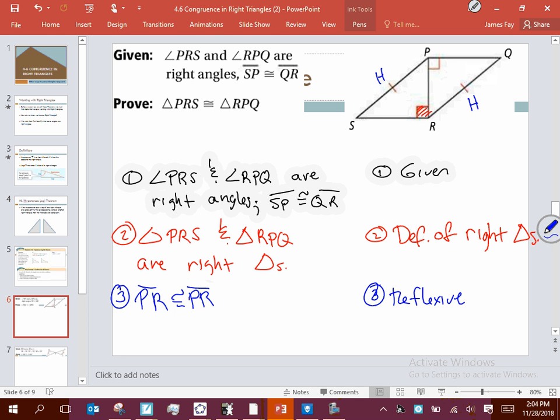So my whole story is that this proof is really no different than anything we've done so far. With our other triangle proofs, very similar things where we do reflexive, we look for other congruencies, and mark it in our picture. Now PR was a leg in the triangle on the left, and it's a leg on the triangle on the right. You have now found a hypotenuse and a leg congruent to the hypotenuse and leg, right? So when I've met the criteria for congruency, we can now say the triangles are congruent. Let's say step 4, triangle PRS is congruent to triangle RPQ.